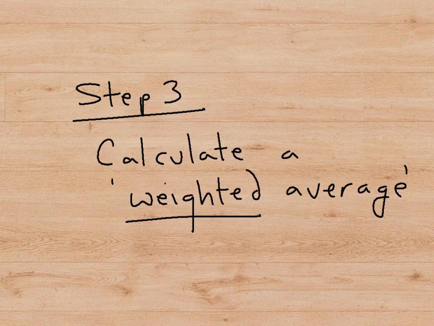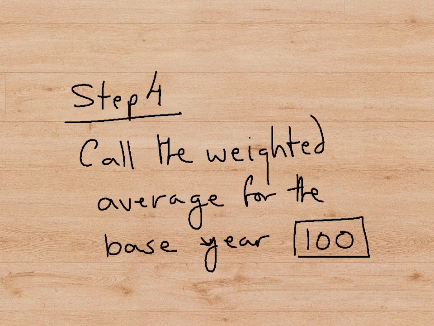The details of how we calculate a weighted average are not really important, but it is not an arithmetic average. It's not a normal average. It's an average that reflects how much of our money we spend on different goods that we buy. And this is why it's called a weighted average. So now we have the weighted average price of the goods that we buy in the base year.